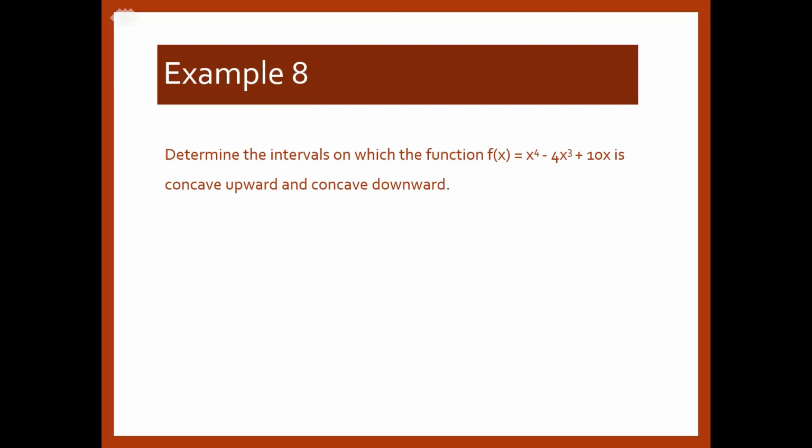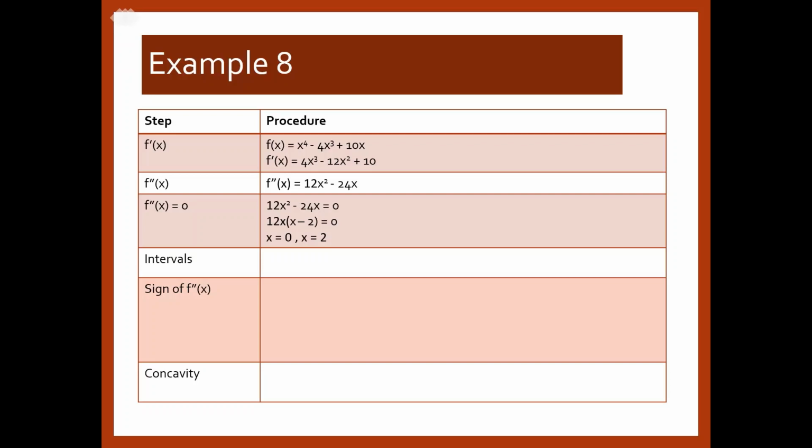You need to determine the interval on which the function is concave upward and concave downward. To solve, you need to differentiate the given function with respect to x, and you should get f prime x equal to 4x to the power of 3 minus 12x squared plus 10. Differentiate once again, you should get f double prime x equal to 12x squared minus 24x. By letting f double prime x equal to 0, you should obtain two x values, which are 0 and 2.